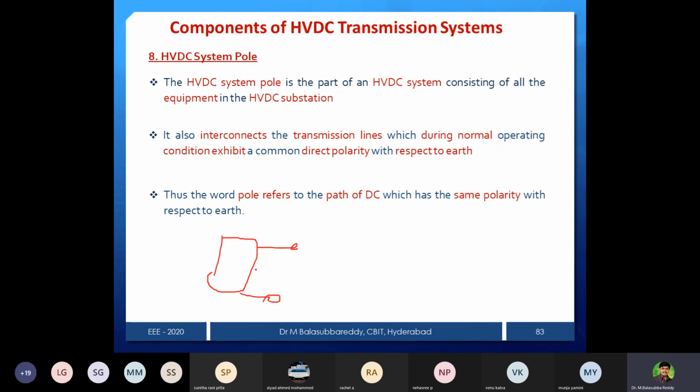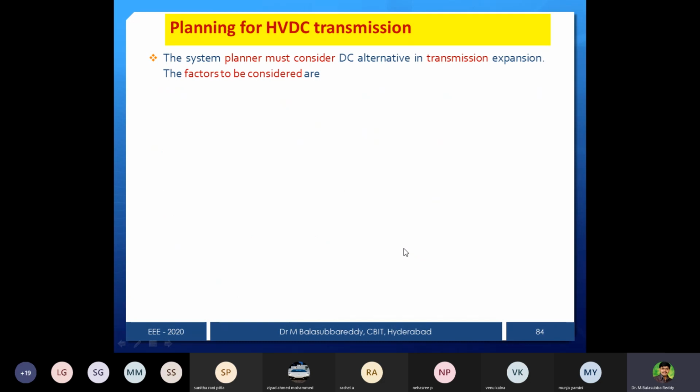That also we noticed in case of HVDC links. Increase the transmission lines which during normal operating condition exhibits the common direct polarity with respect to the earth. So we can take it directly with respect to x as a plus, or you can take this with respect to earth as a minus. The word pole refers to the path of DC which has the same polarity with respect to the earth. And total pole includes the substation pole and the transmission line pole.